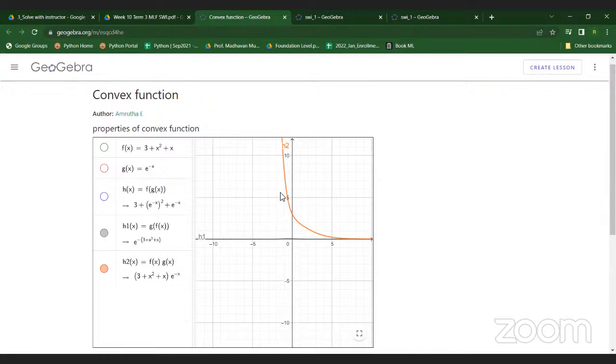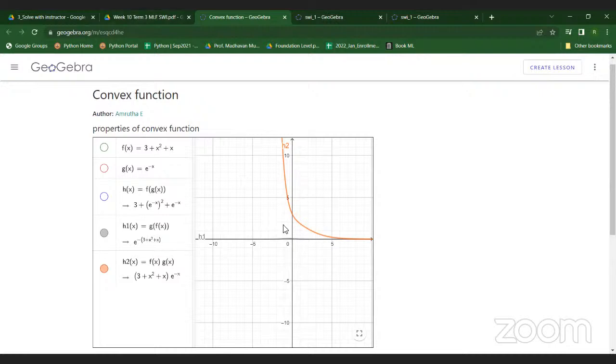This is straightforward for us. This minus 3 plus x square plus x. This one is clear. But let me just look at this one. This g of f of x, that is e power minus 3 plus x square plus x. Okay, I'll look into that.